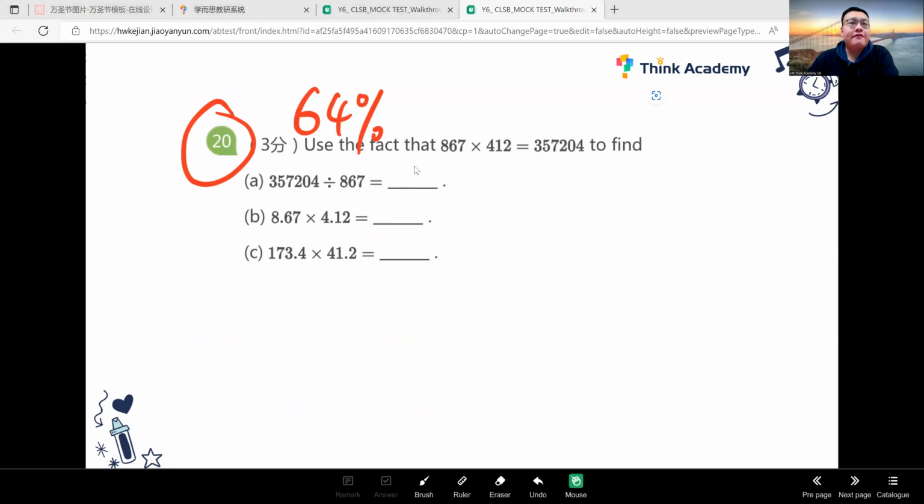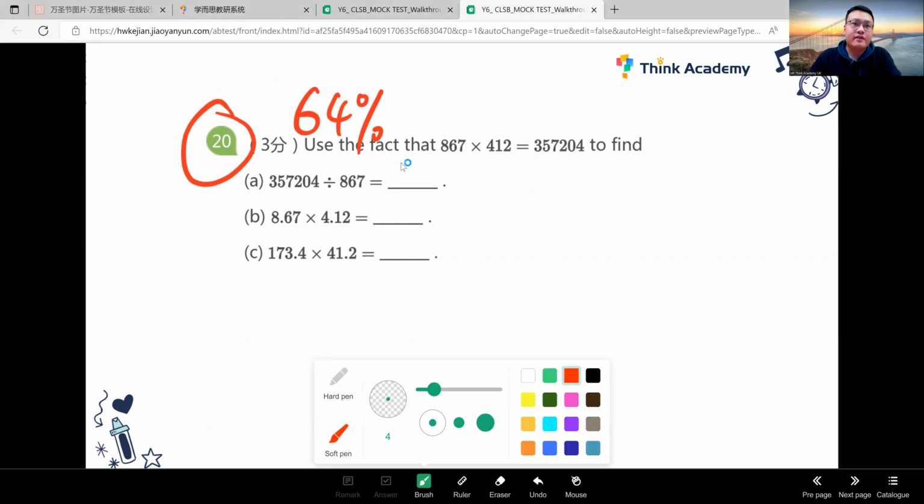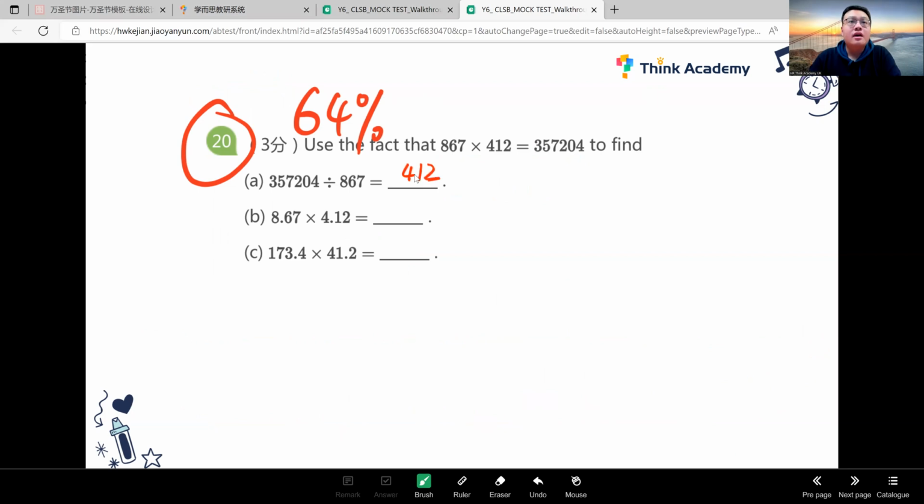Use the fact that 867 times 412 equals this number to find a. So basically, it's just the reverse use of the multiplication. So the answer is just 412. It's very easy for the first one. And for the second one, what's the relationship of this one and this number? You divide by 100. And also this one and this one, you divide by 100. So actually, as for the final answer, you're going to divide by 10,000, which is 100 times 100.